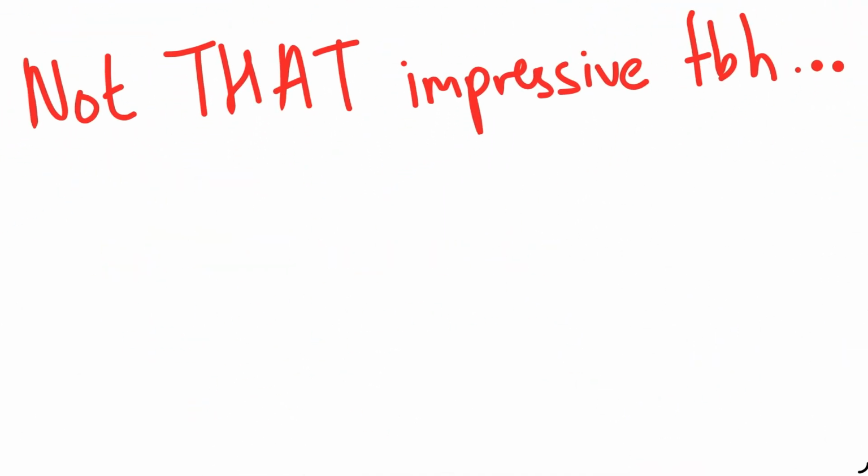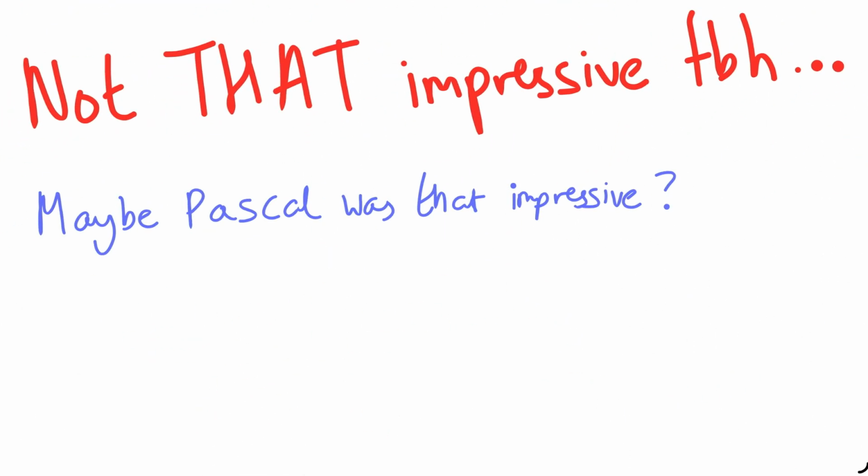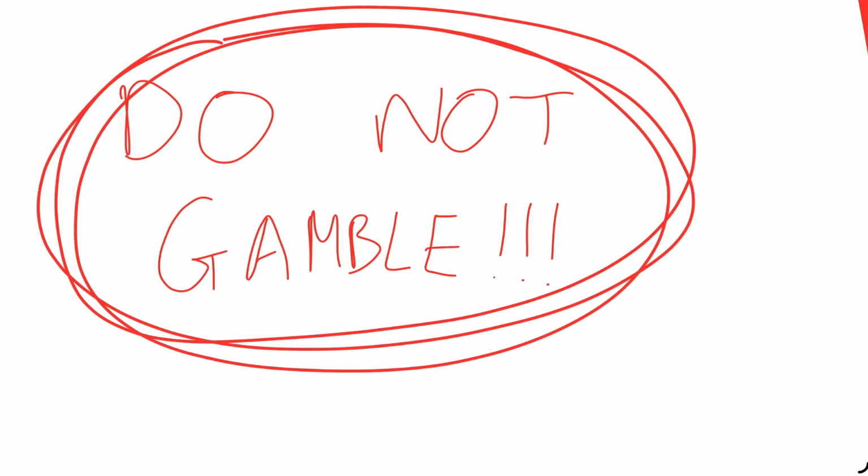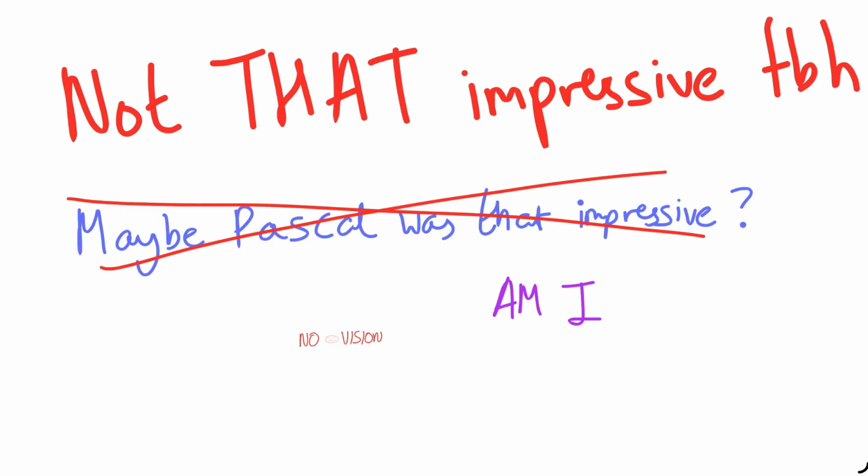Now, given that he worked all this stuff out, you might think Pascal was a pretty smart person. But you'd be wrong, because this is where he stopped. He wasn't thinking big enough. He just didn't have the vision. He was part of the 99% of gamblers that quit before they win big. What am I on about?